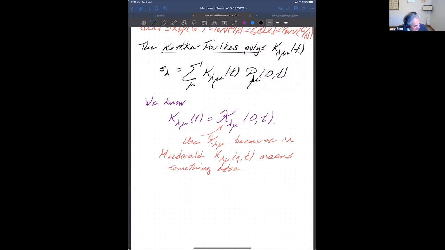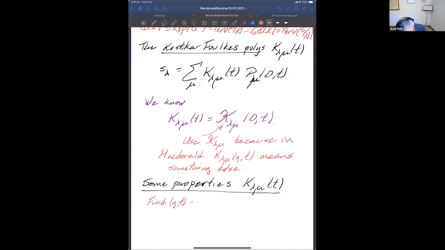Okay, so just in the last minutes, I'll just remark a few things that we know about K lambda mu, and I'll just put it as a problem. Venkatesh always wants problems. Find QT analogs of these statements, of these properties.